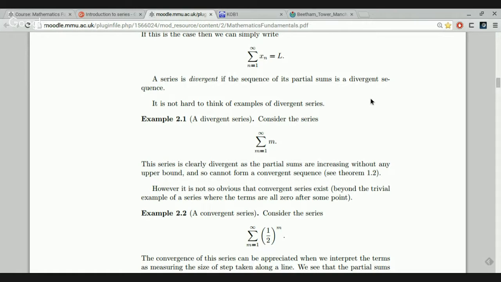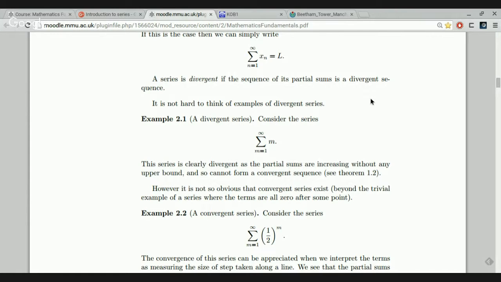Clearly, Sk is convergent to 1 as k goes to infinity. So it's a convergent sequence of partial sums, converging to a limit as the index k goes to infinity. So we say the infinite series is convergent, and this has the value 1. So that's our first example of a convergent series.